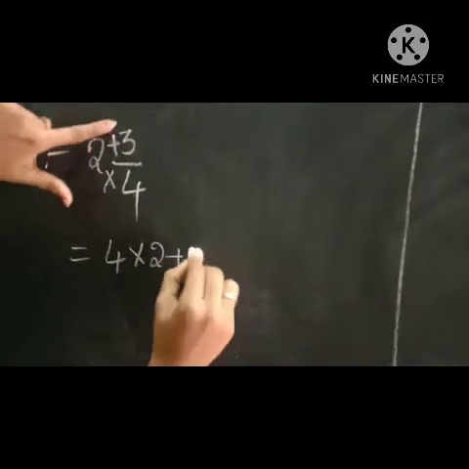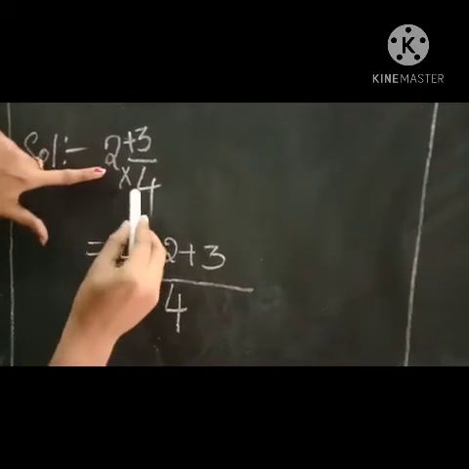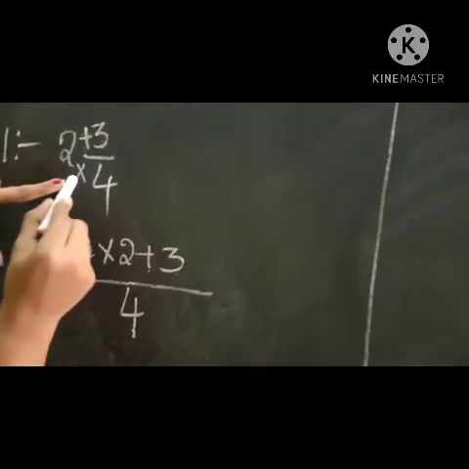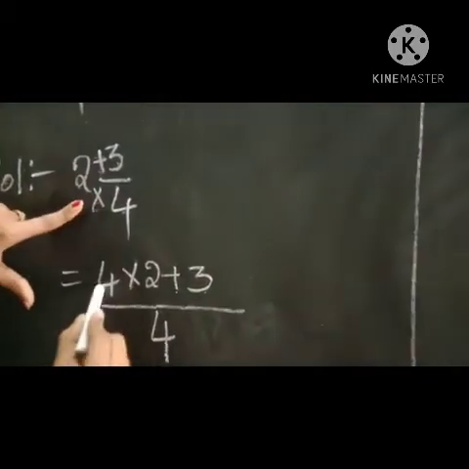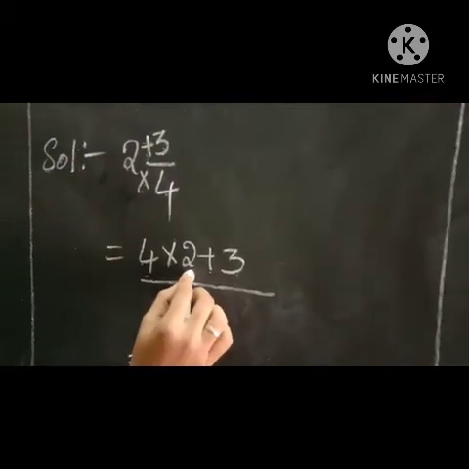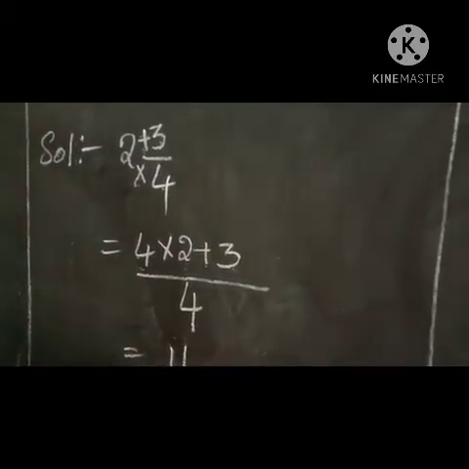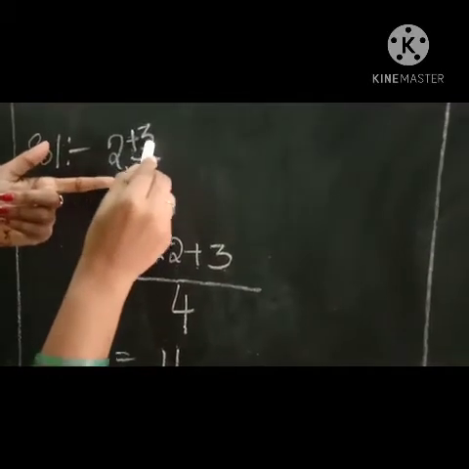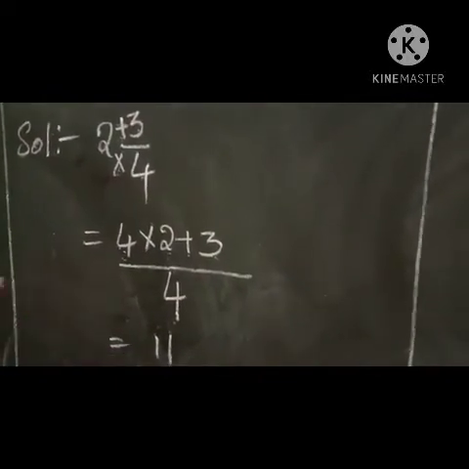4 into 2 plus 3. Simple, no? The denominator is constant, so we have to write 4. First we keep into, and afterwards we keep plus. 4 into 2 plus 3. How much are 4 twos? 4 ones are 4, 4 twos are 8. 8 plus 3: 8, 9, 10, 11. 11 by 4, since the denominator is 4. See here, children: 4 into 2 plus 3 by 4 is 11 by 4.